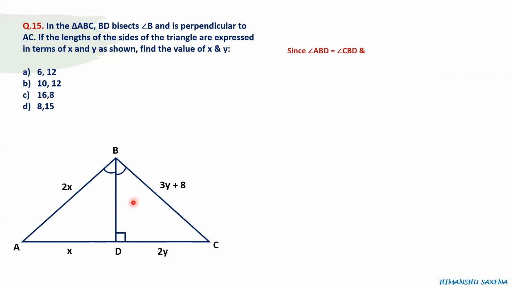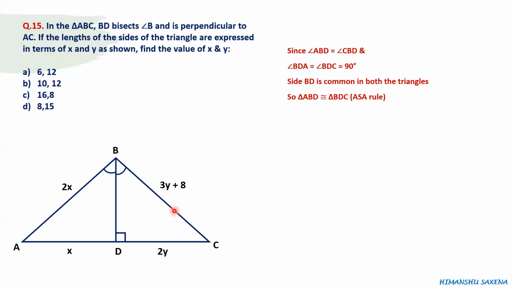Since angle ABD and angle CBD are equal, why? Because BD is an angle bisector, so these two angles are equal to each other. And angles BDA and BDC are 90 degrees. So in these two triangles, this is 90 and this is also 90 degrees. Side BD is common in both the triangles. This side is also common in both the triangles, which means these two triangles are congruent as per the ASA rule.